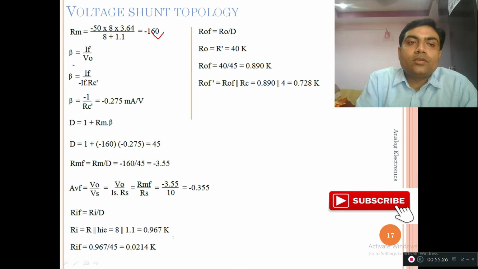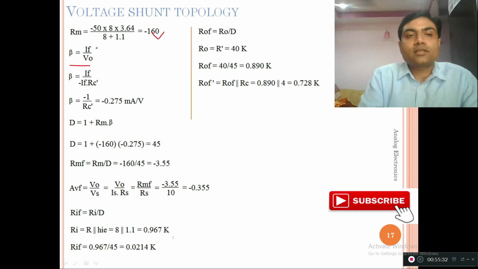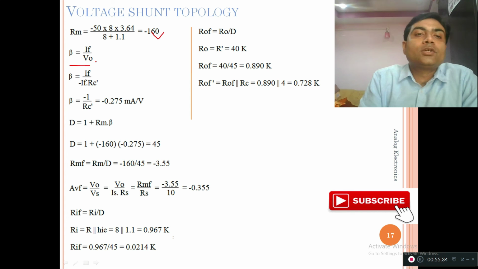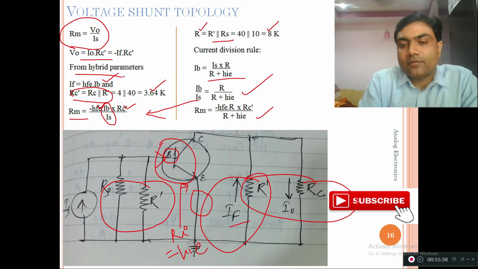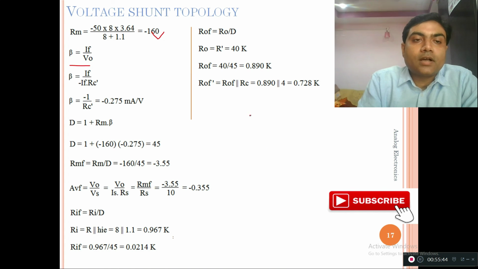And once we calculate the value of RM, we can calculate the value of RMF, but we have to calculate the value of beta first. So beta is nothing but IF upon V naught. IF is there. What is V naught? V naught is nothing but, since IF is opposing I naught, I have to consider the minus sign, IF multiplied by RC dash. We have considered RC dash already, so no need to explain a second time.